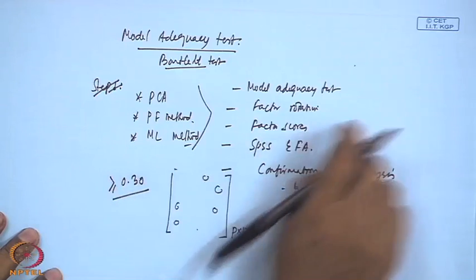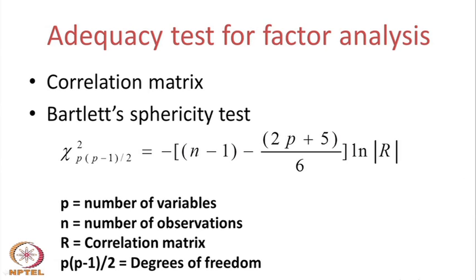Second is the Bartlett sphericity test. It uses this formulation: you find the correlation matrix first, take the determinant of it and take the logarithm, then multiply with this factor, and this ultimately follows a chi-square distribution with p into p minus 1 by 2 degrees of freedom. Now, if this quantity is more than the tabulated value, then the null hypothesis that factor analysis is not possible is not true here. So, we will reject the null hypothesis in this case.